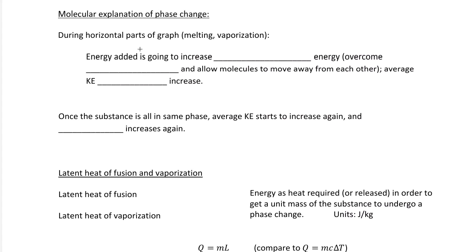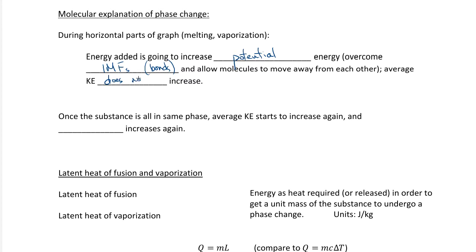During those horizontal parts of the temperature versus energy graph, the melting and the vaporization, the energy that's being added is going to increase the potential energy of the molecules. In other words, it's going to overcome intermolecular forces, or IMFs, or bonds, between molecules, to therefore allow molecules to move away from each other. Because the energy being added is going to potential energy, it's not going to kinetic energy, and so the average kinetic energy does not increase.